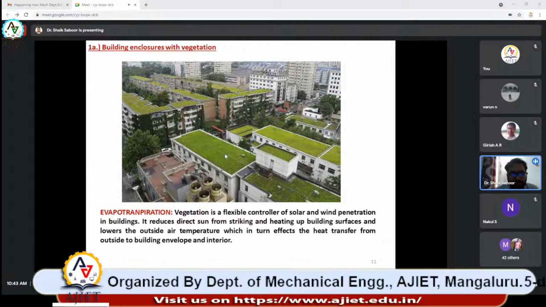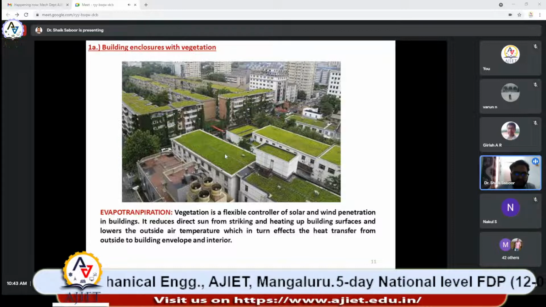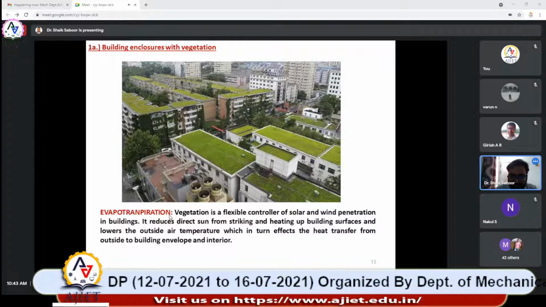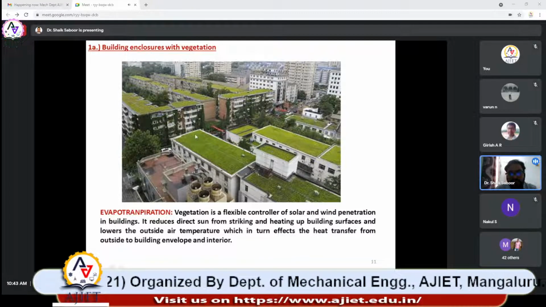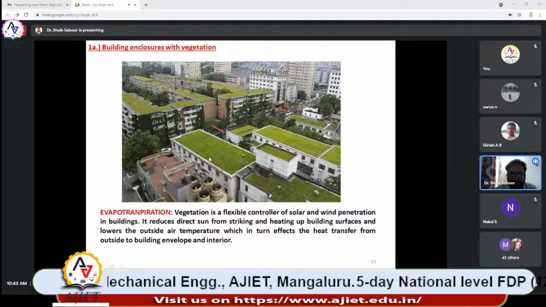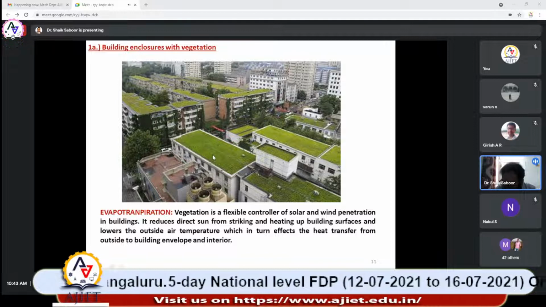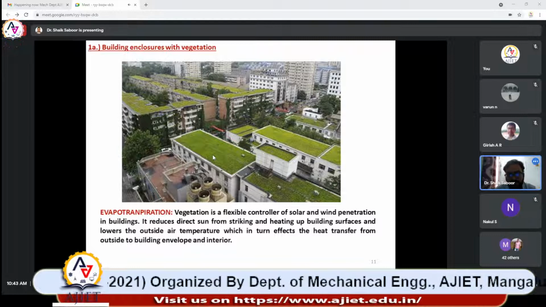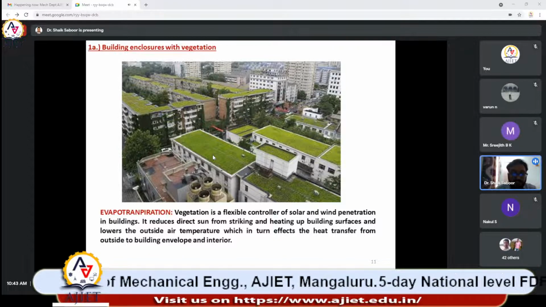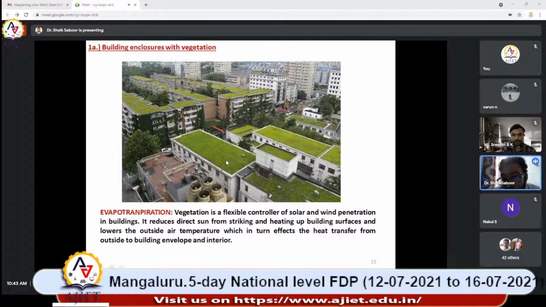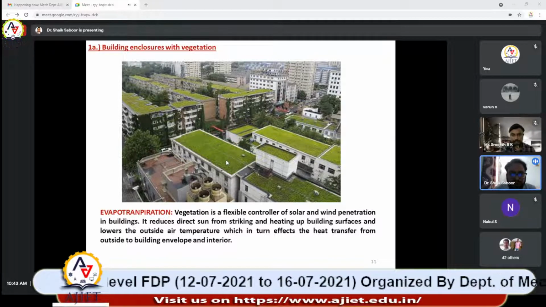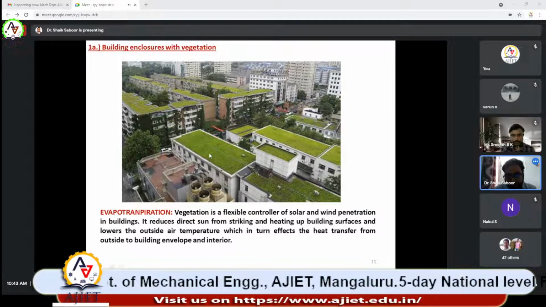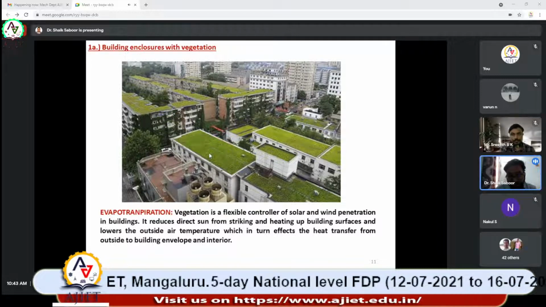Suppose we install some kind of vegetation, because of the evapotranspiration process which happens in a small plant, the roof temperature will be reduced drastically. Transpiration: water will be there at the bottom, right? That water will be transported to the various branches of the plant, leaves and other parts. From there the evaporation will take place. It is the combination of evaporation and transpiration together, that is evapotranspiration. Because of this evapotranspiration, we can reduce the roof temperature by 5 to 10 degrees centigrade.